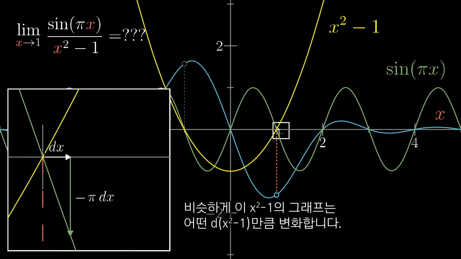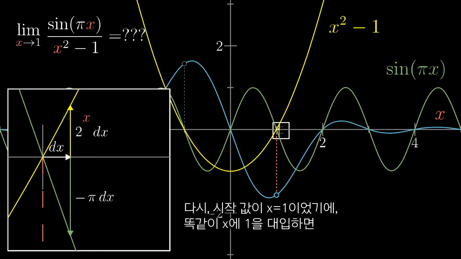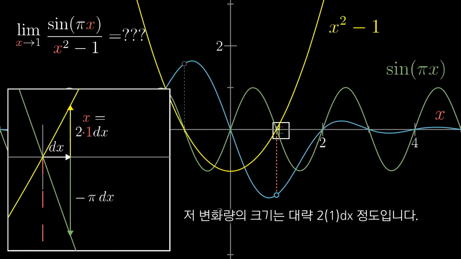Similarly, the value of the x squared minus 1 graph changes by some d of x squared minus 1. And taking the derivative, the size of that nudge should be 2x times dx. Again, we were starting at x equals 1, so we plug in x equals 1 to that expression, meaning the size of that output nudge is about 2 times 1 times dx.